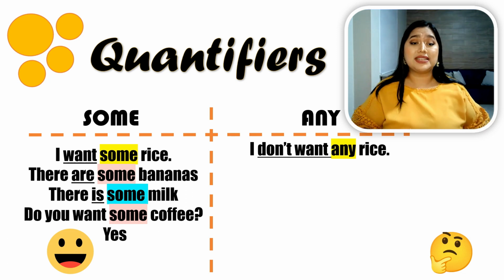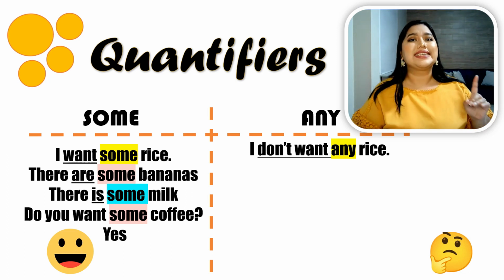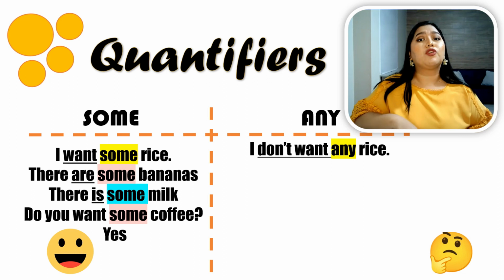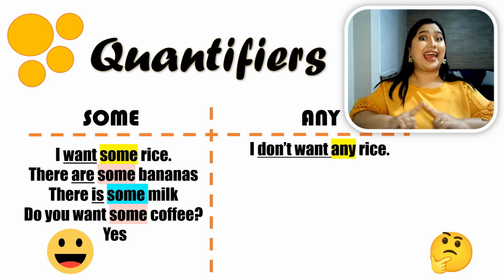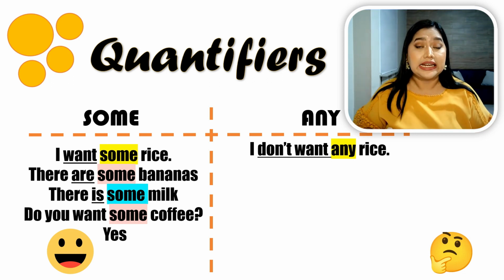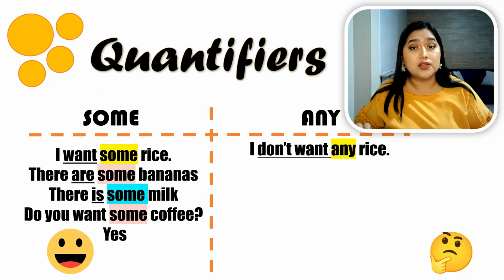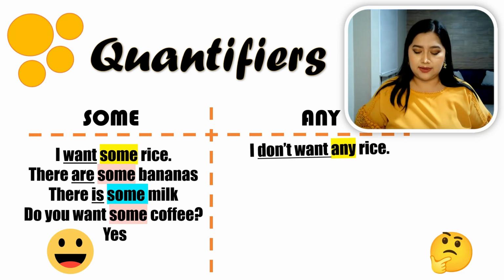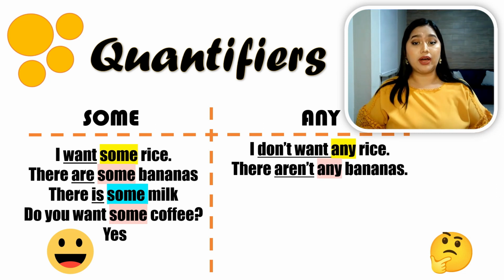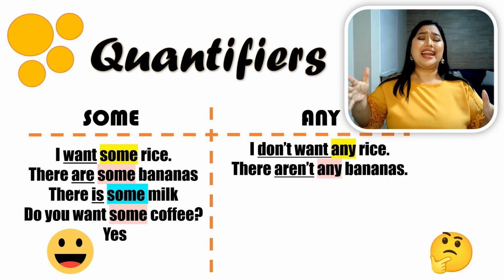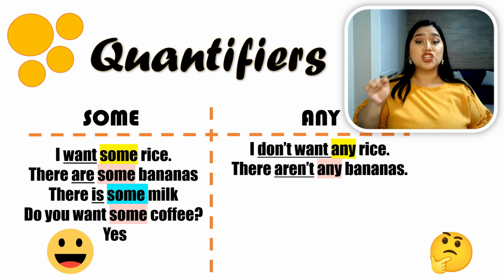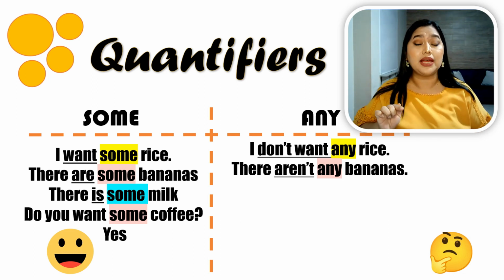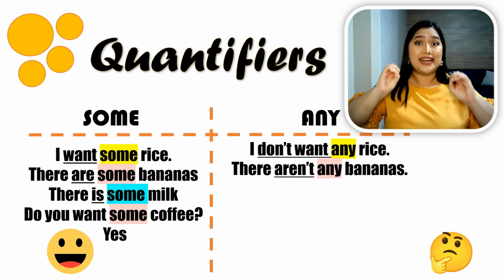With some, we say, I want some rice. This is an affirmative sentence. But for the negative option, we use any. We always use any for negative auxiliaries or negative sentences. For example, I don't want any rice. Or, what about, there aren't any bananas. Could you see the negative form of the verb be? There aren't. It means 0 bananas.